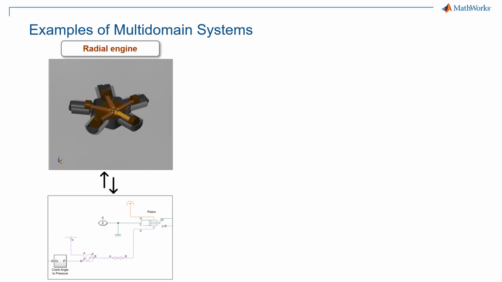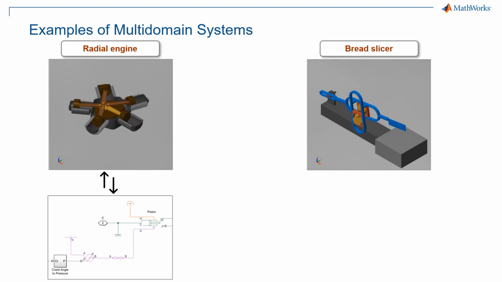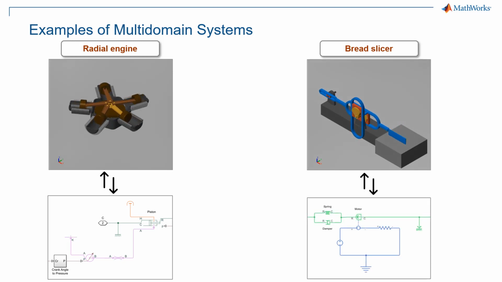Or a bread slicer where the motor is used to actuate the Simscape Multibody joint. Now the question is, how do you integrate Simscape and Simscape Multibody? To understand the procedure, let us switch to MATLAB.